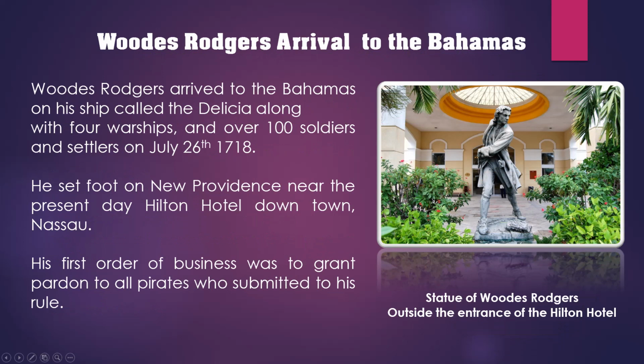Woodes Rodgers arrived to the Bahamas on a ship called the Delicia, along with 4 warships and over 100 soldiers and settlers on July 26, 1718. He set foot on New Providence near the present-day Hilton Hotel, downtown Nassau. His first order of business was to grant pardon to all pirates who submitted to his rule.